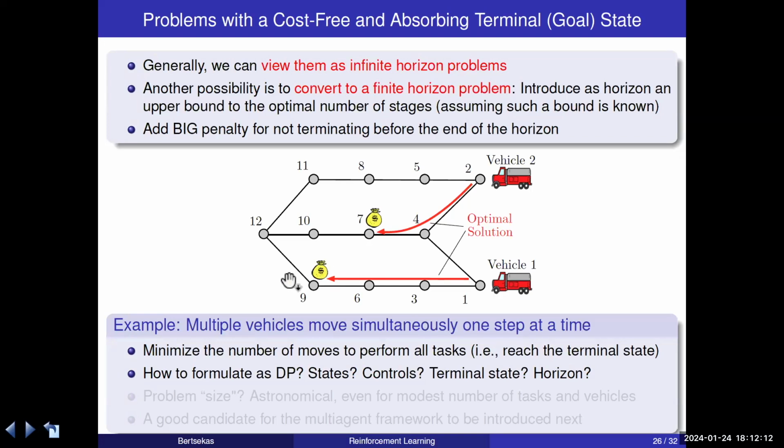So a good state here would be the position of the vehicles at the current time and also a list of the tasks that you have already performed. And there's a termination state. What is the termination state? It's the state where all the tasks have been performed. That's a termination state. And then you can view this as an infinite horizon problem, if you wish, where you stay at that state with no cost incurred in the future. But you can also view it as a finite horizon problem. What would you take as a horizon here if you wanted to formulate this as a finite horizon problem?